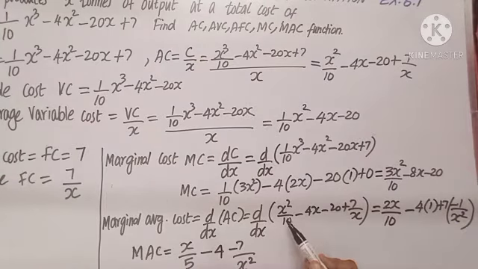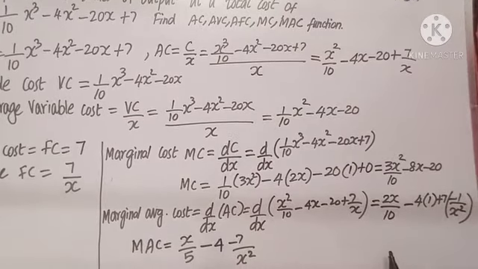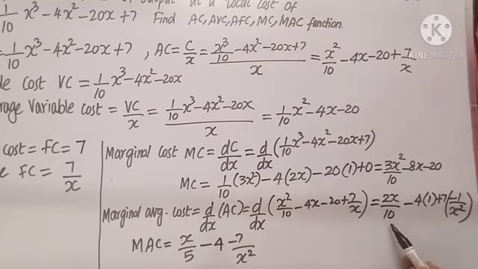X square becomes 2x. X becomes 1. 7 by x, keep 7 as it is. 1 by x, let us recall the formula. 1 by x derivative is minus 1 by x square. As we simplify, x by 5 minus 4 minus 7 by x square is the marginal average cost.